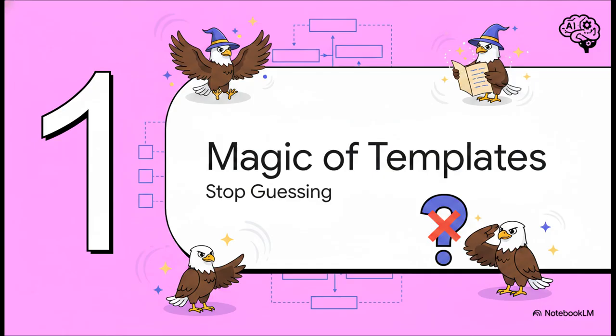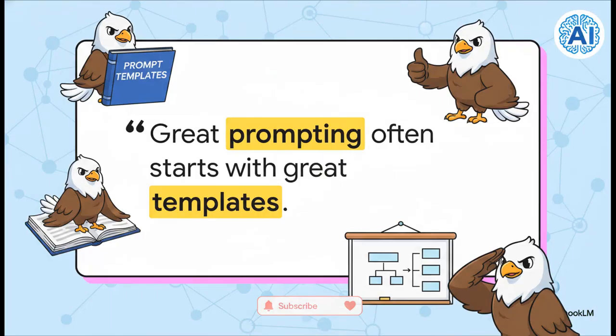Stop guessing, start filling in the blanks. The big takeaway here is that you don't need to learn complex prompt engineering theories to get amazing results. You just need a solid starting point. There's this core philosophy directly from the source text that I really want us to lean into. Great prompting often starts with great templates. Seriously, when you rely on proven, structured sentences, you save massive amounts of time and frustration. Instead of just crossing your fingers and wondering if the AI will understand you, you use a framework that's already been tested and works perfectly.